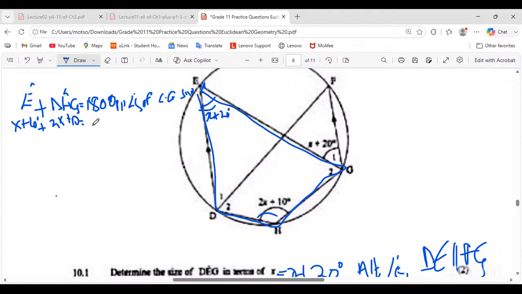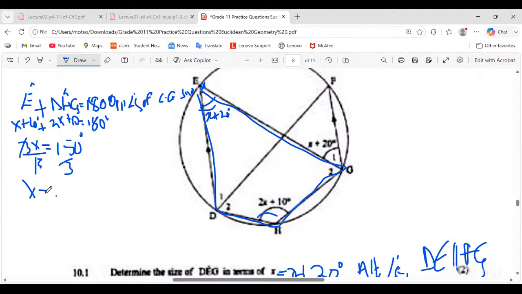Then that is equal to 180 degrees. X plus 2x gives me 3x is equal to 180 degrees minus this 10 degrees minus that 20 degrees. It gives me 150 degrees. I divide by 3 on both sides.